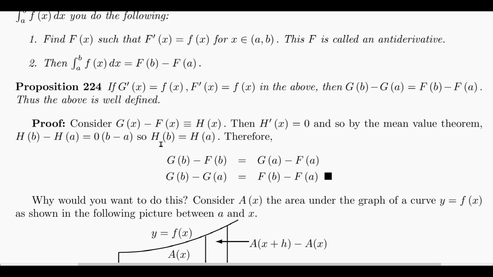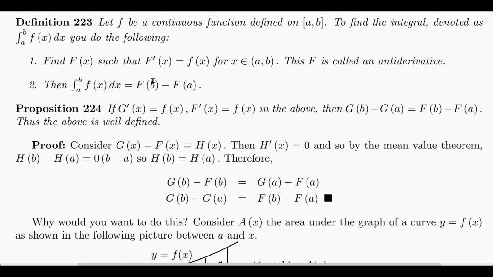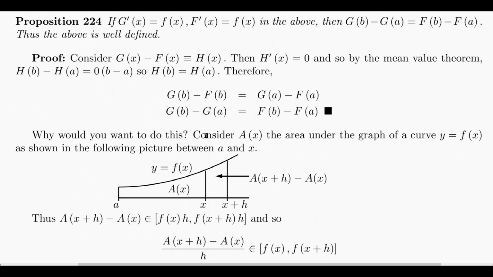So that says that h of b is equal to h of a. Well, that says that this is equal to that. See? And now what I can do is subtract g of a from both sides and add f of b to both sides. And then I find the thing that I wanted to show. Now, the first thing you might wonder is, why would anyone want to do this? Well, here's a little example.